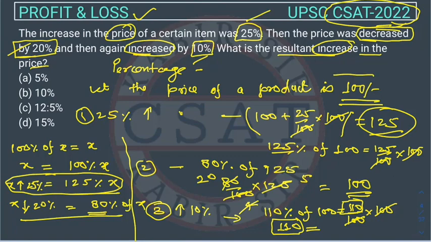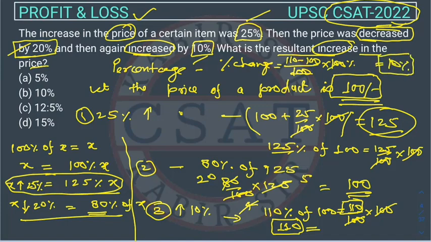And what was the initial price we assumed? 100. So what's the net change? If you remember, I told you percentage change is final price minus initial price upon initial price into 100. This comes in percentage. So this 100 will cut this one. So it will be 10%. So 10% is our answer. Means option B is our answer.